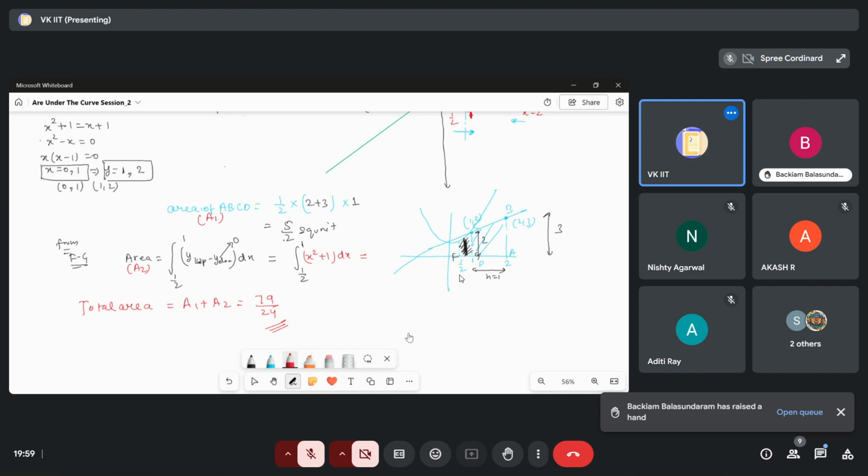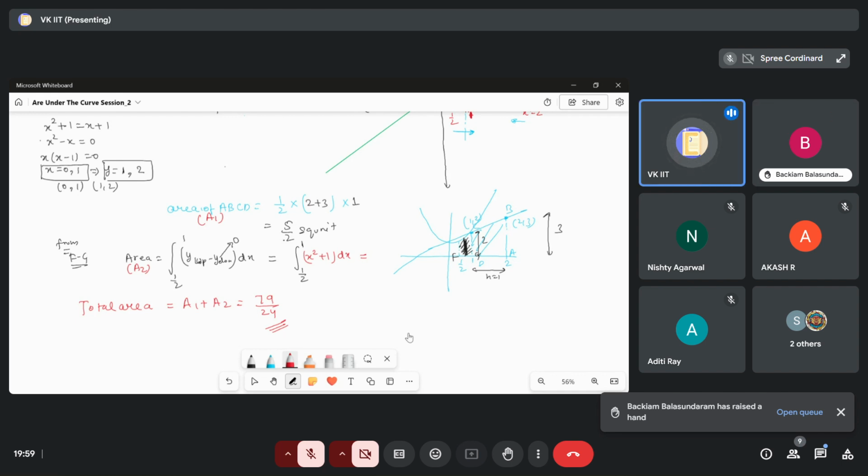Yes, Aruna, tell me. Sir, in this question, can we first find the area under the parabola between minus 1 by 2 and 2, and then subtract the area between the curves, both the curves, between 1 by 2 and 2, sir? You're saying first we have to find out the area under the parabola from 1 by 2 to 2, and then we can subtract the area between the parabola and the line from 1 to 2, between their point of intersection.